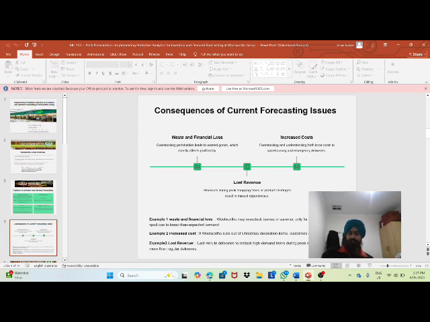So it also gives losses in the revenue. So if there are last minute deliveries to restock high demand items during peak shopping hours, they cost more than regular deliveries, so it gives higher cost than usual.